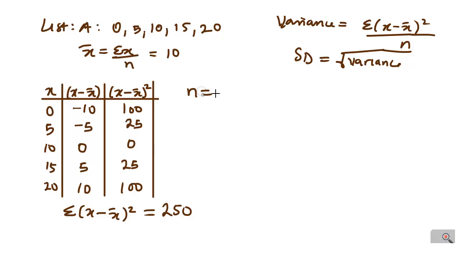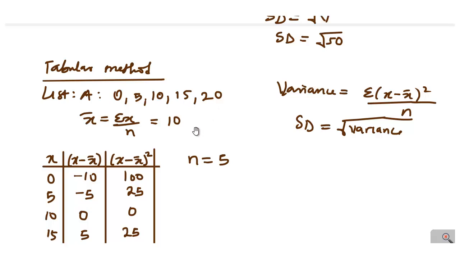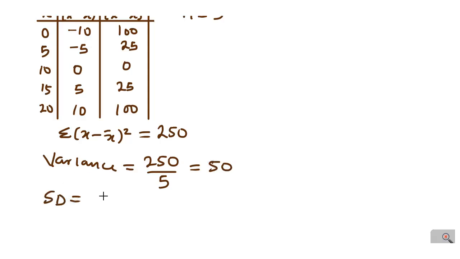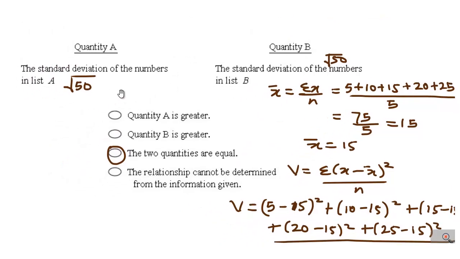And don't forget that n in this case is 5. How do I know? The number of observations, that's 1, 2, 3, 4, 5, is 5. So we can therefore say that variance will give us 250 over 5. And 250 divided by 5 will give us 50. And standard deviation in that case will now be the square root of variance, and that will give us the square root of 50. So that is why our quantity A here gives us root 50, which we decided not to decompose.